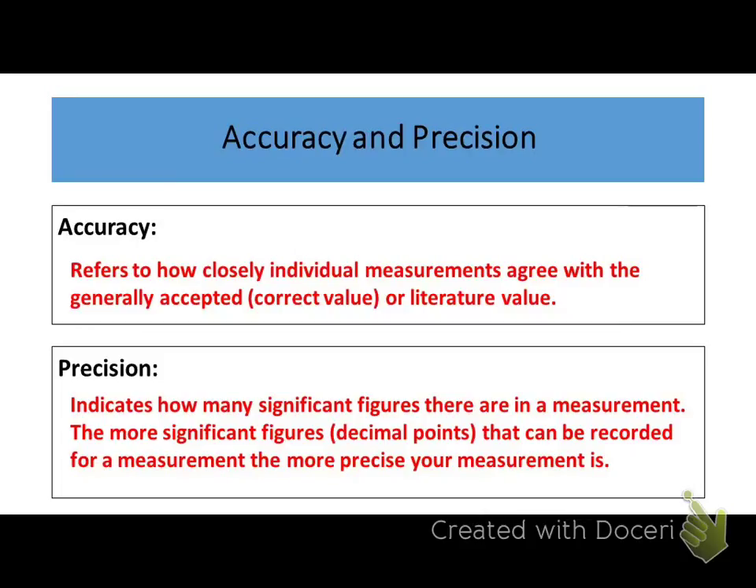There is a difference between accuracy and precision, and you need to know what those differences are. Alright, so accuracy by definition refers to how closely individual measurements agree with the generally accepted correct value or literature value. Precision indicates how many significant figures there are in a measurement. So the more significant figures, or in other words, the more decimal places that can be recorded for a measurement, the more precise the measurement is.